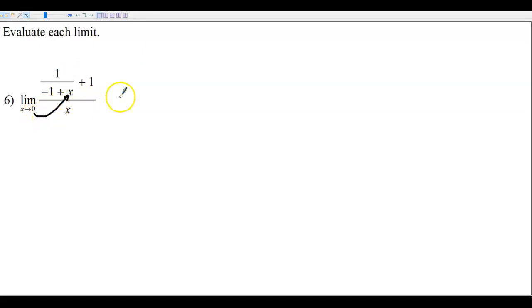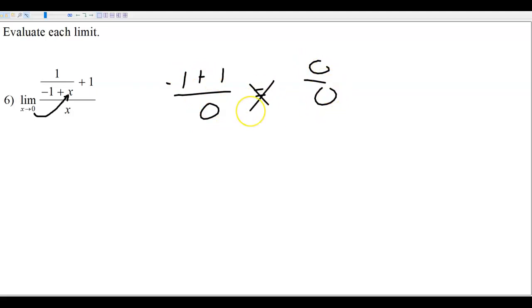If you plug in 0, you're going to get 1 over negative 1, which is negative 1 plus 1 over 0, which is 0 over 0. Notice I put my equals there, but that's a no-no because you can't equal something that's undefined. But the good news is we could do L'Hopital technically because it is 0 over 0. But I'm pretty sure you guys would not want to try finding the derivative of this thing.